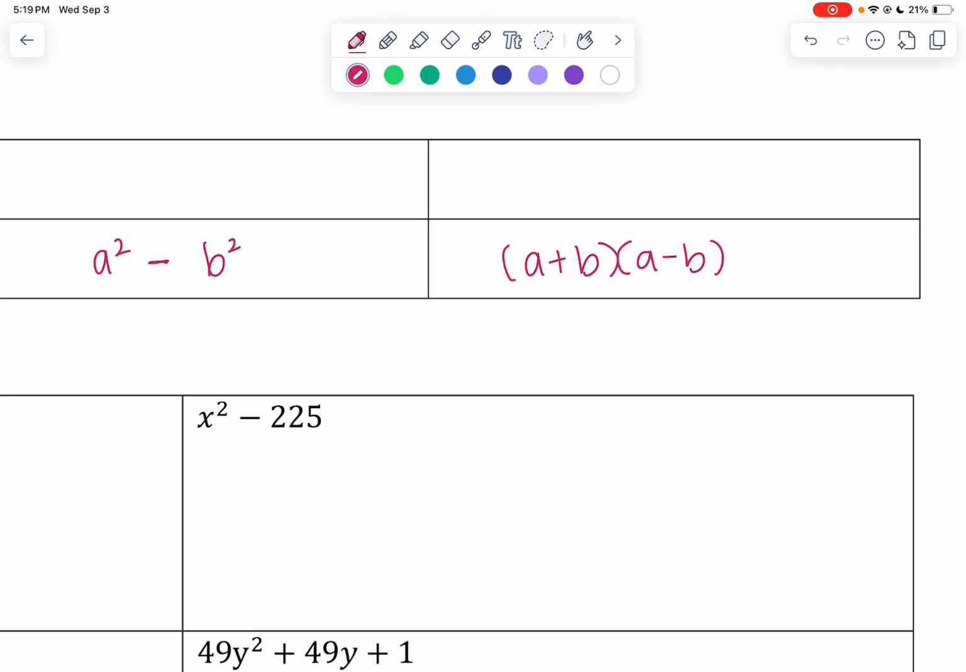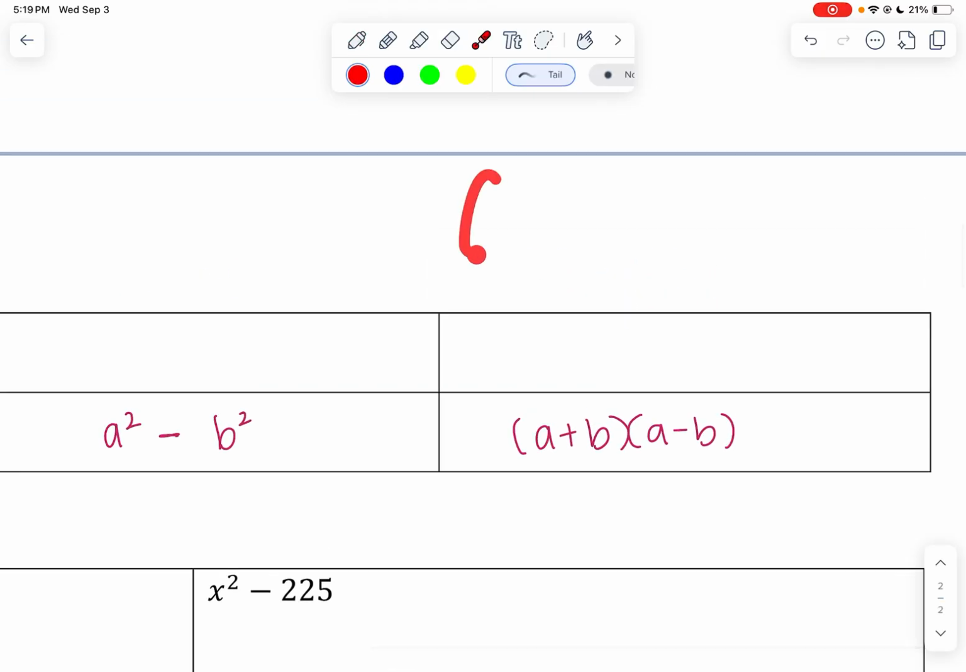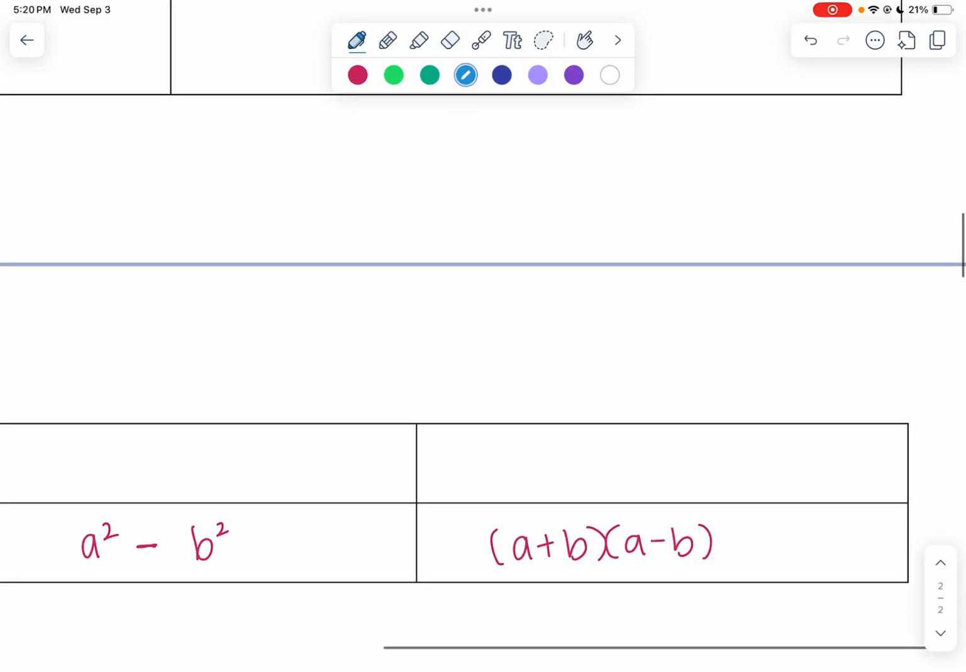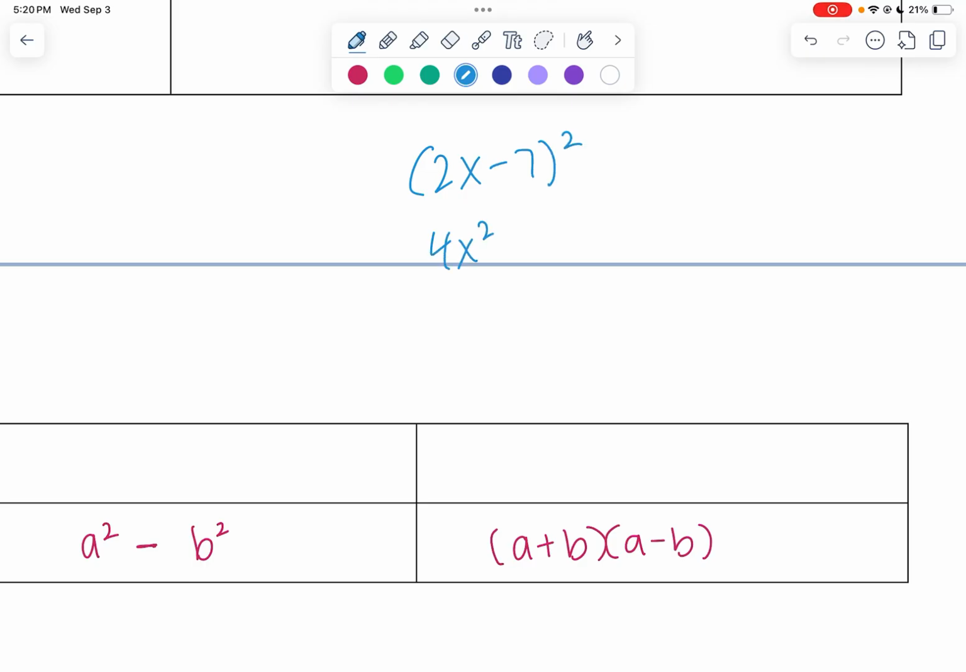Now, the other special case isn't if you had a plus b times a minus b. That makes your middle term kind of cancel out. It's if you had a plus b squared. Now, I'm going to make this up and you don't have to write this down. If you had 2x minus 7 squared, that's not 4x squared minus 49. That's not 4x squared plus 49. 2x minus 7 squared is 2x minus 7 times 2x minus 7.